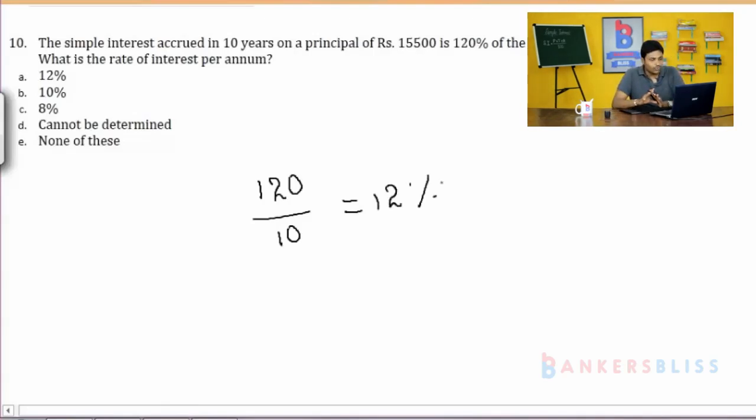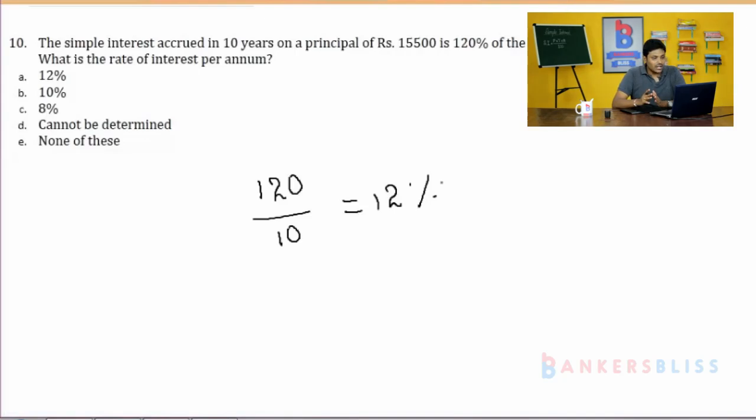So no need to go for your paper, no need to take your pencil, no need to go for the formula, no need to substitute any of the values according to the notations. So directly you can solve. 120% of the principal means 120% is the rate of interest for 10 years. So for 1 year it means 120 by 10, which is equal to 12%. So here option A is your answer, 12%.